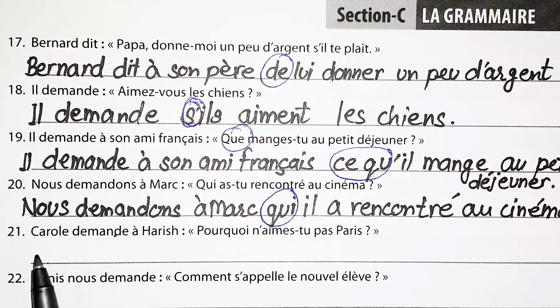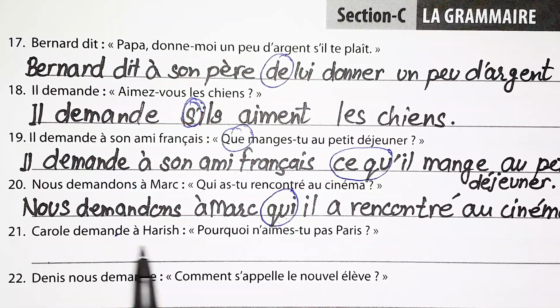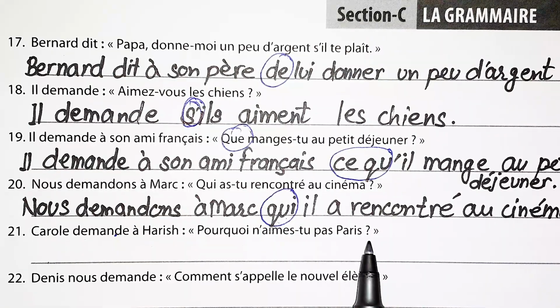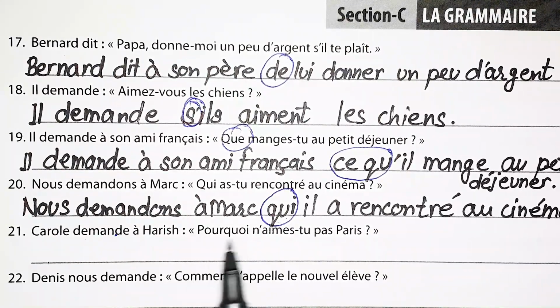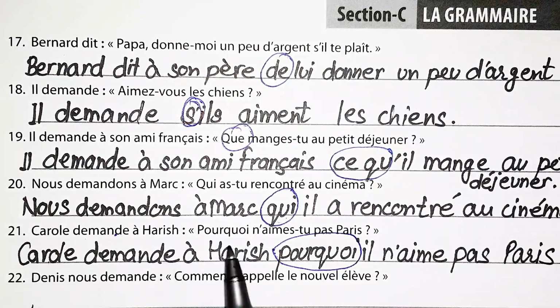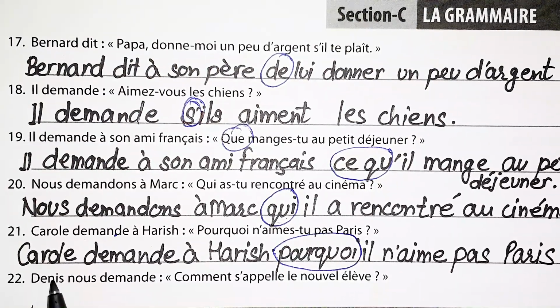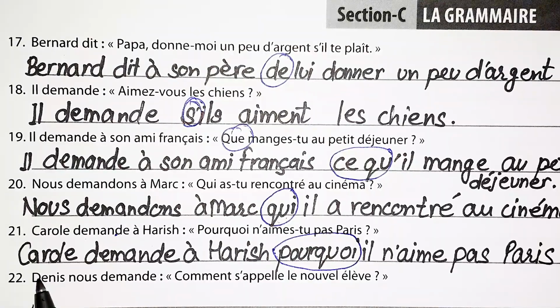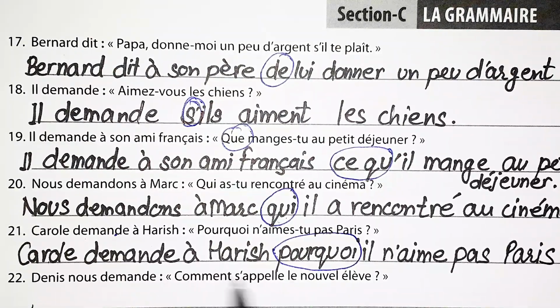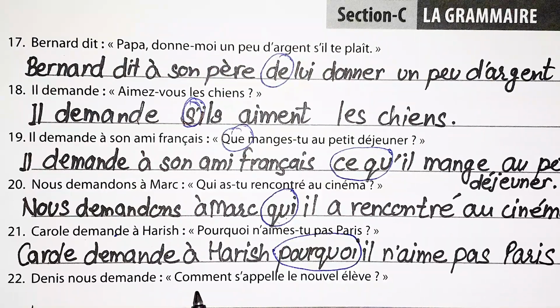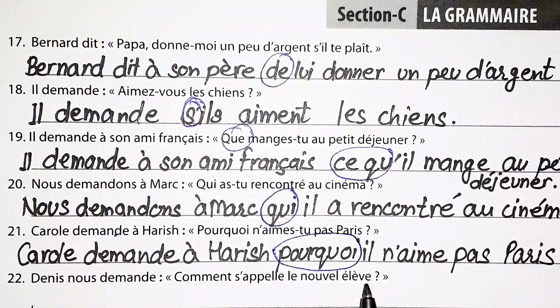Now the next statement is Carole demande à Harish, pourquoi n'aimes-tu pas Paris? Now it's a question and this time they have used pourquoi. Okay, so it will remain the same. Carole demande à Harish, pourquoi n'aimes-tu pas Paris? Carole is asking Harish, why don't you like Paris? Now after changing it, it is like Carole demande à Harish pourquoi il n'aime pas Paris. That means Carole is asking Harish why he does not like Paris.